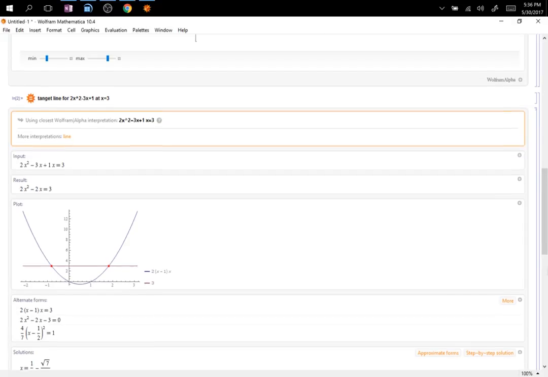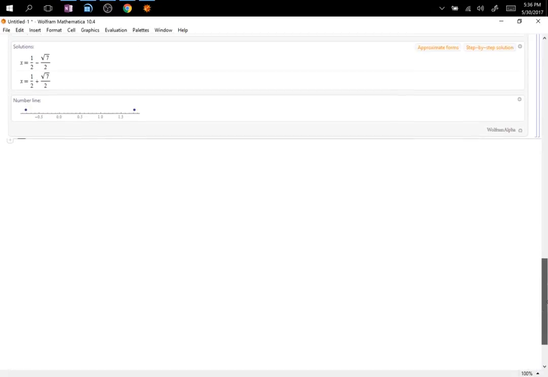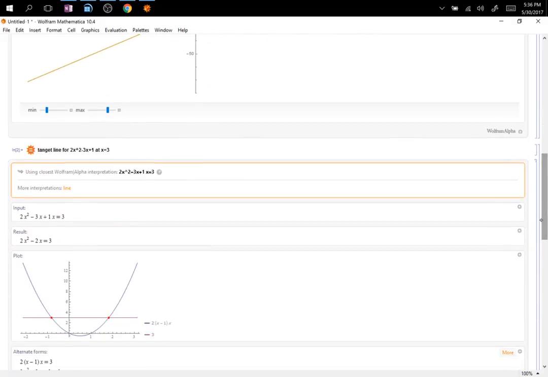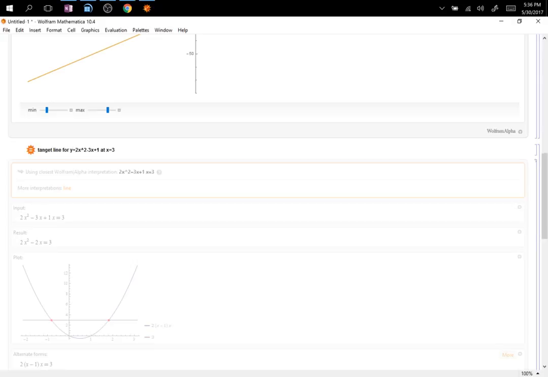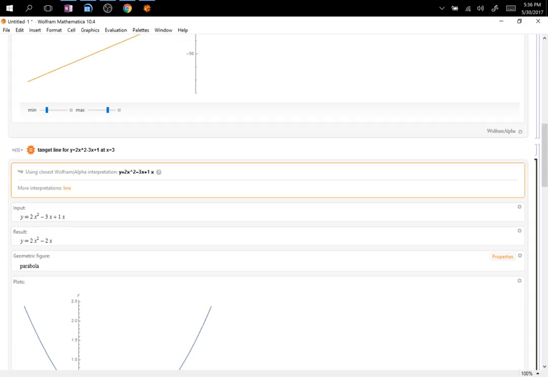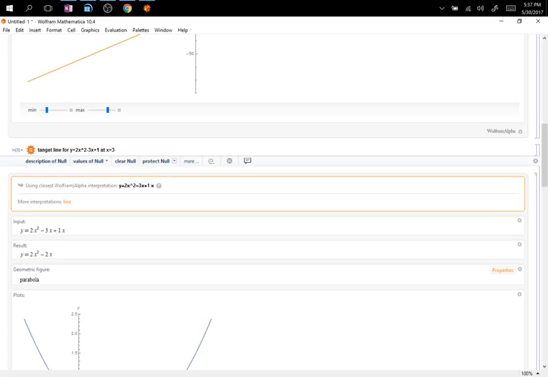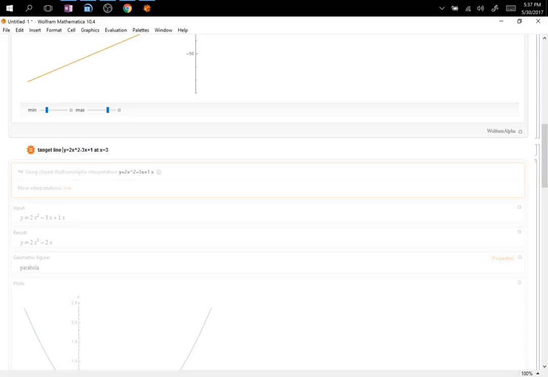Okay, so it didn't work out. It did not understand my accent, I guess. So let's change the wording. So 2x squared minus 3x plus 1 at x equals 3, tangent line. Let's kick out the word for. I spelled tangent wrong too. Ah, that's the problem. Tangent line. Yeah, that's important.